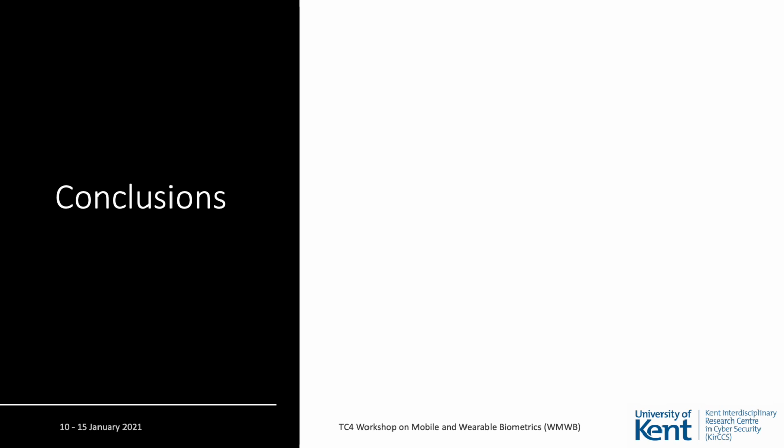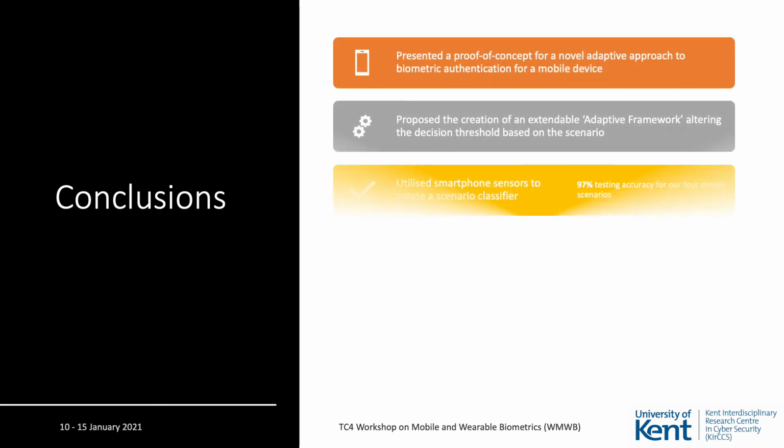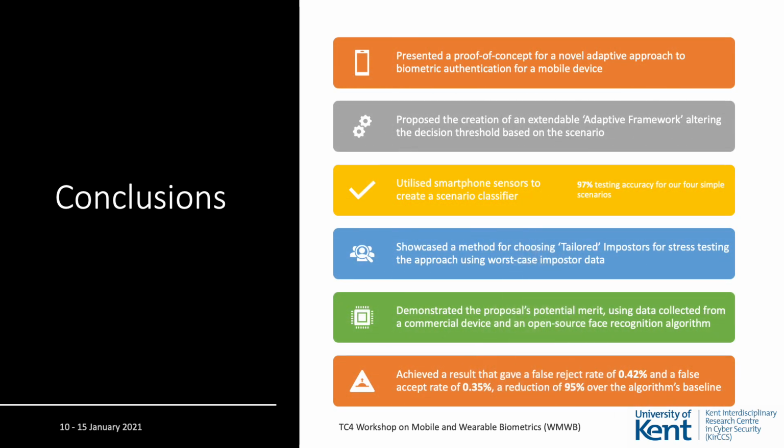To summarize the work that we have presented here today, we presented a proof of concept for a novel adaptive approach to biometric authentication for a mobile device, something that has been identified as currently lacking in the literature. We did this by proposing the creation of an extendable adaptive framework, which works by altering the decision threshold based on the scenario. We utilized smartphone sensors to create an automatic scenario classifier, and in all cases were able to achieve a testing accuracy of above 90%.